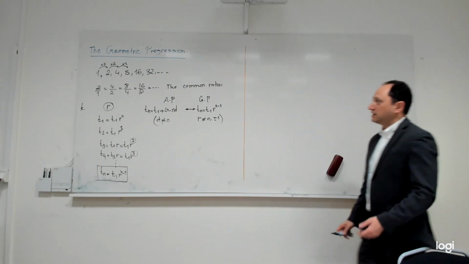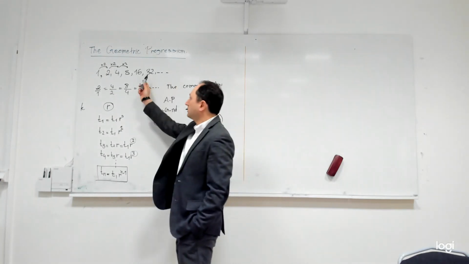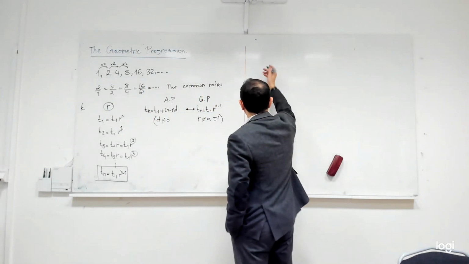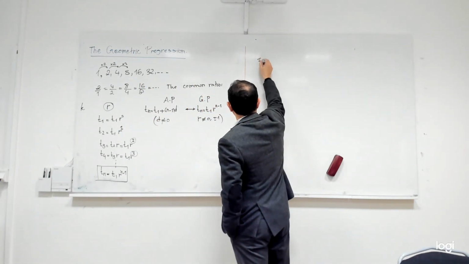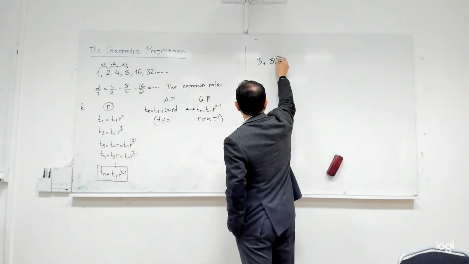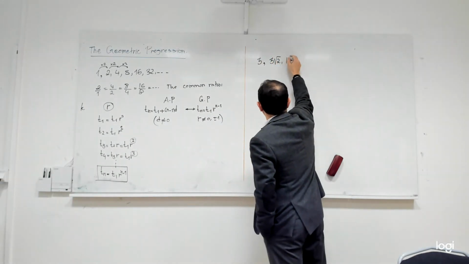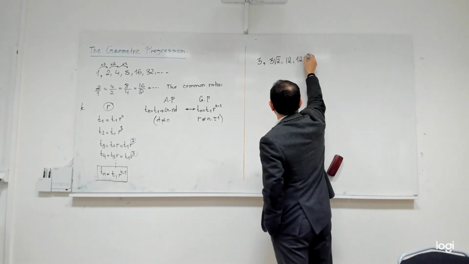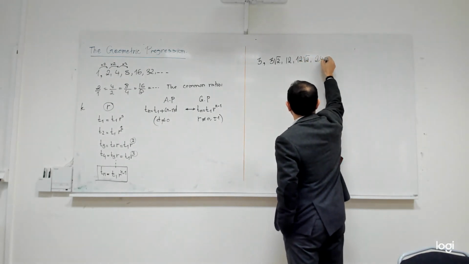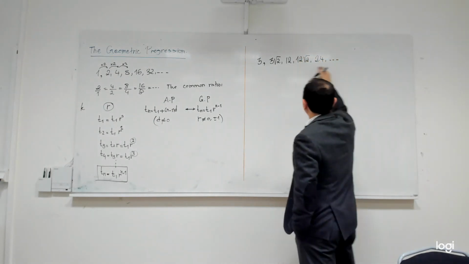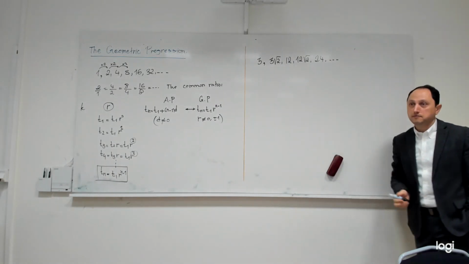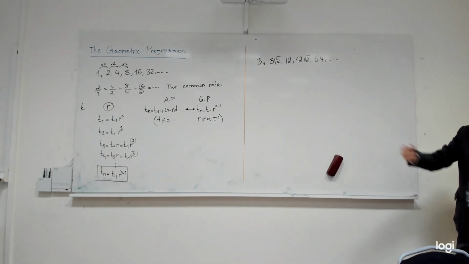Yeah, because these examples are so simple, I will not give you more. For example, let me give you one more at least. So if I have 3, and then I have 3 square root of 2, then I have 12, then I have 12 square root of 2, then I have 24, etc., etc. Do you think that's a geometric progression here, what I have written? Yes. Every time I am multiplying by what?